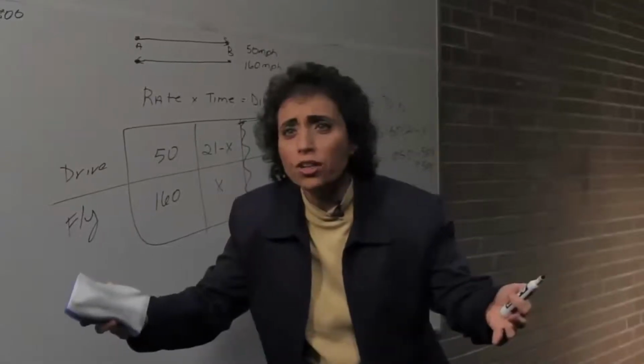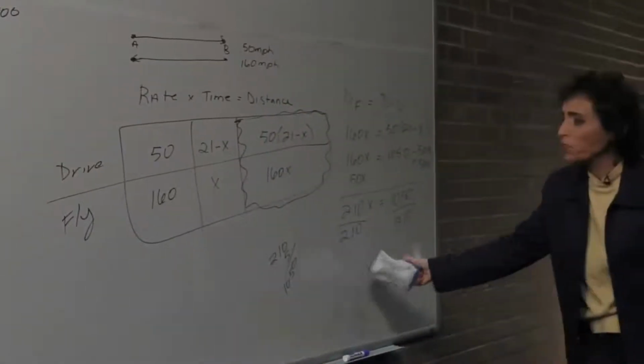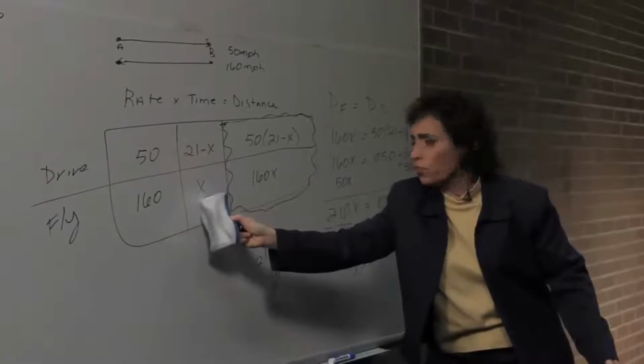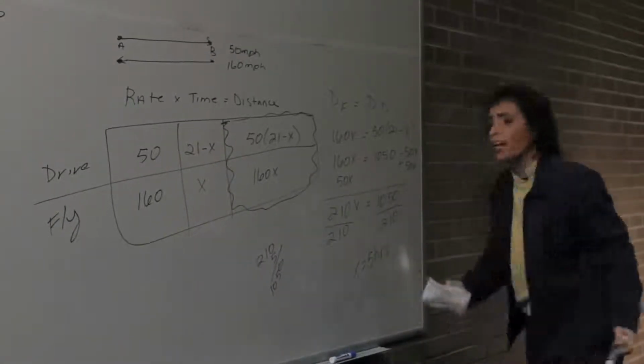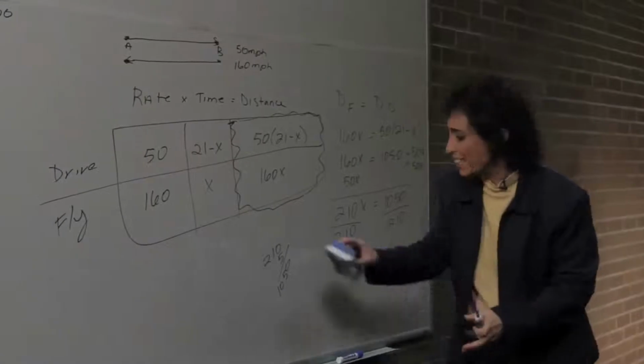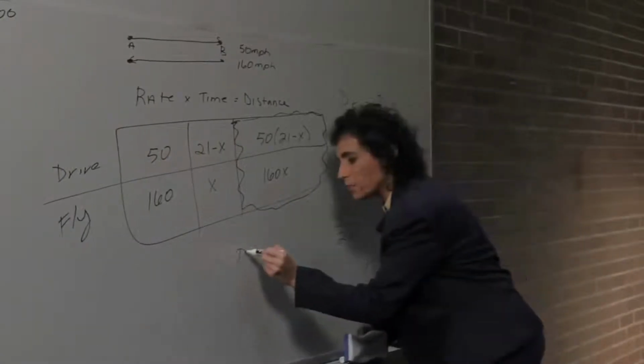Why is the answer 800? Well, here's why. What does 5 represent? 5 represents the hours that you flew. This is 5 hours. We don't want hours, we want distance, remember. Distance.